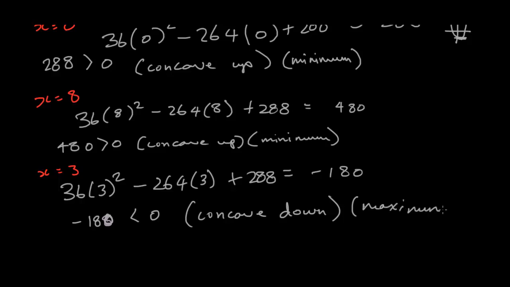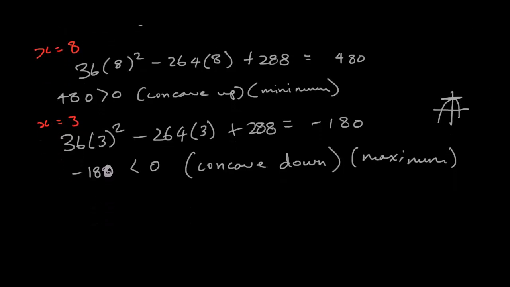And I'll just show this on the graph in a second. So if you had a graph, something like this, and you had minus 180, so it's concave down, so it's something like that, we know that this is a maximum, right? So for that one it's a minimum, for this one it's a maximum. Okay, perfect. Let's keep on going.